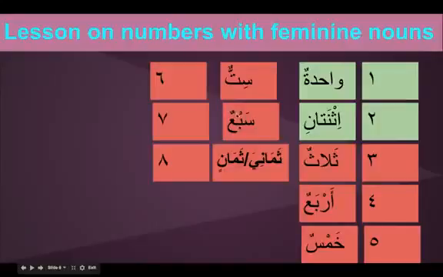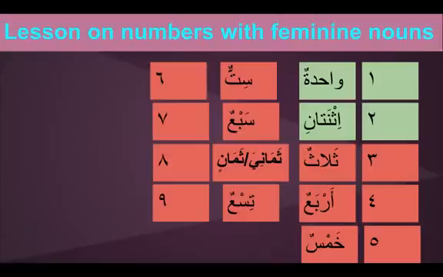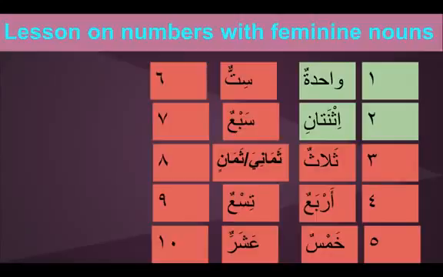When it becomes mudaf, the dhamma is gone, so it becomes sab'u. Thamanin is on its own, and when it becomes mudaf, we will write it as thamaniya. At the moment we will just understand this, and later on we will know how these nouns are constructed, inshallah. So thamaniya or thamanin is 8, tis'un is 9, and asharun is 10. These are the masculine numbers used with feminine nouns.